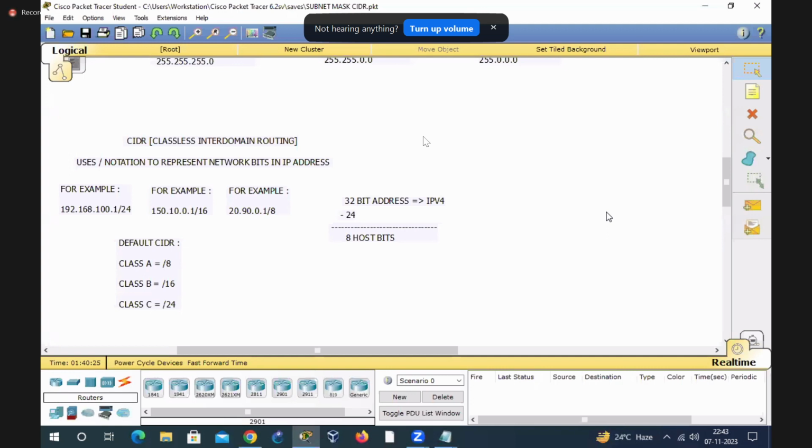For class D: 224.0.0.0 to 239.255.255.255. And for class E: 240.0.0.0 to 255.255.255.254. And cluster address. What is the broadcast address? Broadcast address is 255.255.255.255.